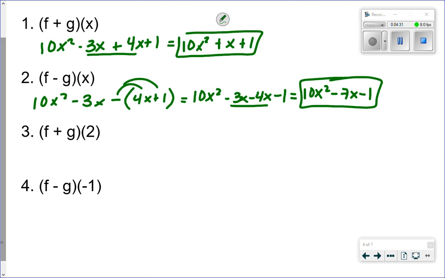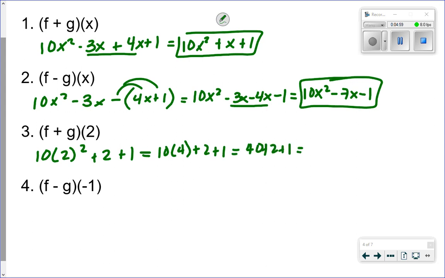All right, number 3 says f plus g of 2. So we already found f plus g, that was our answer for number 1, but now it wants to find that expression at 2. So that means I need to take 2 and plug it in for the x's. So I've got 10 times 2 squared plus 2 plus 1. And I need to simplify. Well, 2 squared is 4. 10 times 4 is 40. 40 plus 2 is 42, plus 1 is 43. So f plus g of 2 is 43.